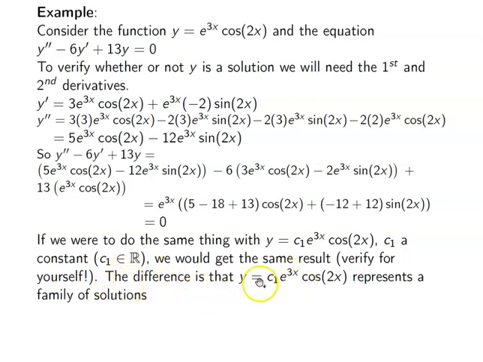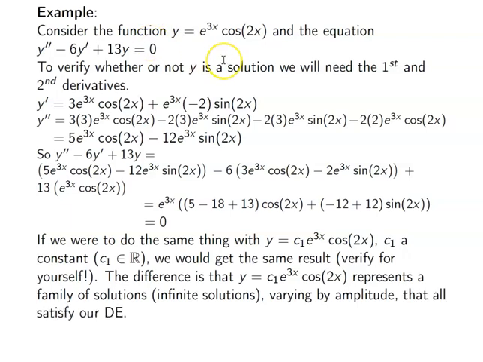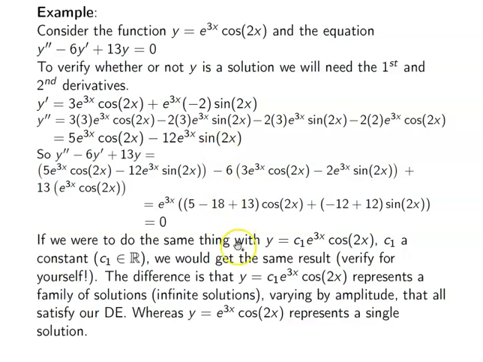The difference again is that y equals C1 e to the 3x cosine of 2x represents a family of solutions, which is infinite solutions, because there's infinite scalars, infinite constants. So the difference between each of these solutions is just the amplitude. If I take this and multiply it times 100, all of my values are 100 times more. I've changed the amplitude, but it's still the same function, and all of those would satisfy our differential equation.